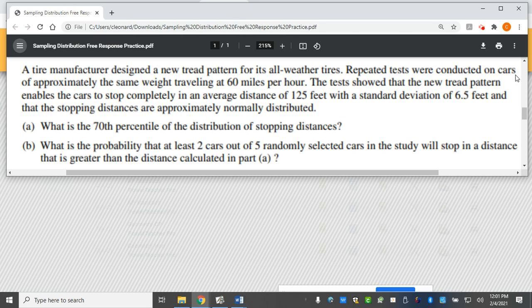All right, so 2 out of 5. If I'm starting to write things down, what is 5? Your sample size. So n equals 5. So I want the probability of what? How can I write that? How can I write the probability of at least 2?